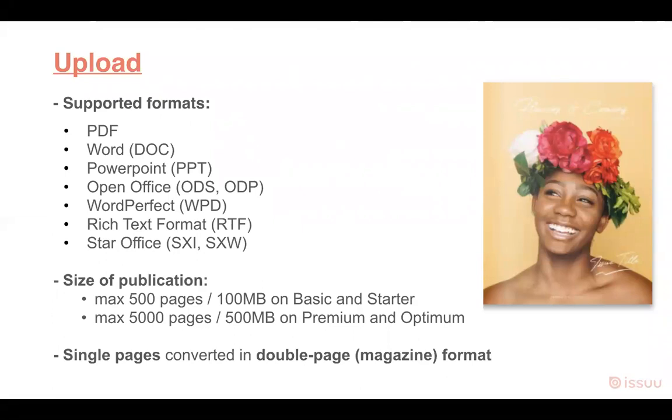You also need to upload your publication with single page spreads, and our system will automatically convert these to double page spread. If you upload a publication with double page spread, then it will show as 4 pages, which you probably do not want to do. So just remember, upload your publications with single pages.